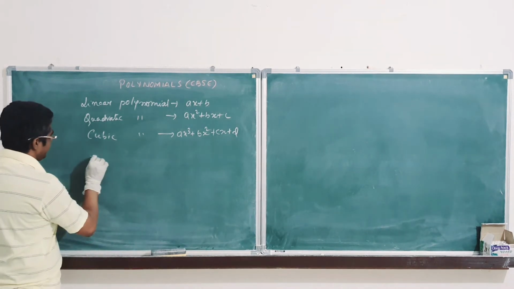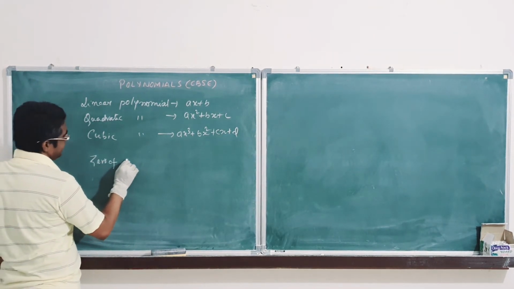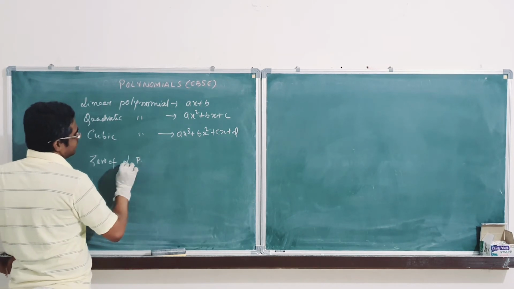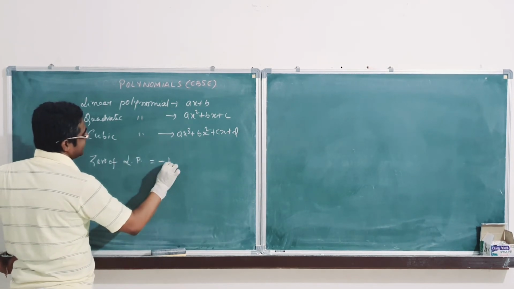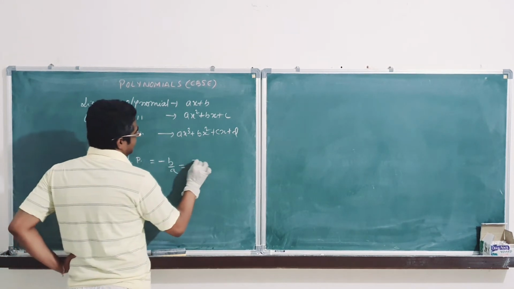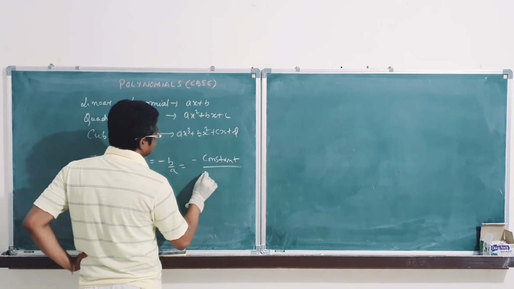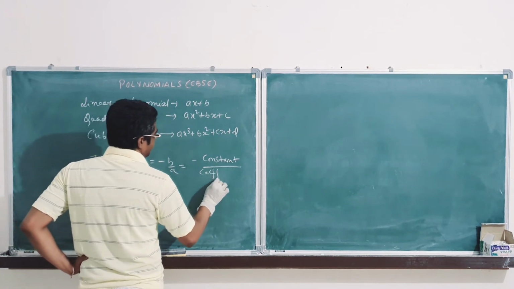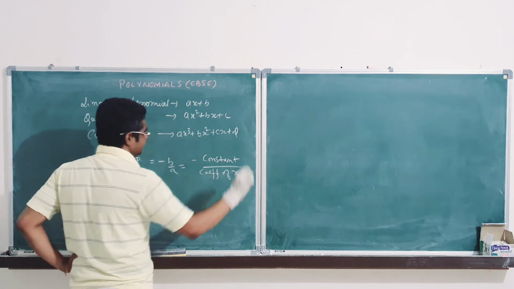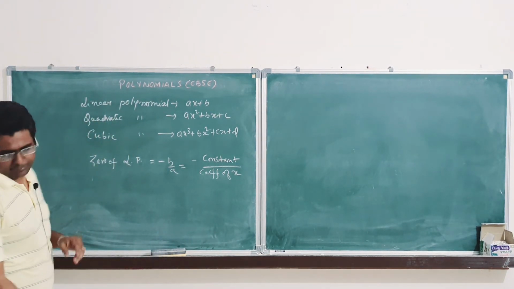For the first one, the zero of the linear polynomial, that is written over there, is minus b by a. So what is minus b by a? It is nothing but minus constant by coefficient of x. That was it, nothing else. Now for quadratic, what happens?